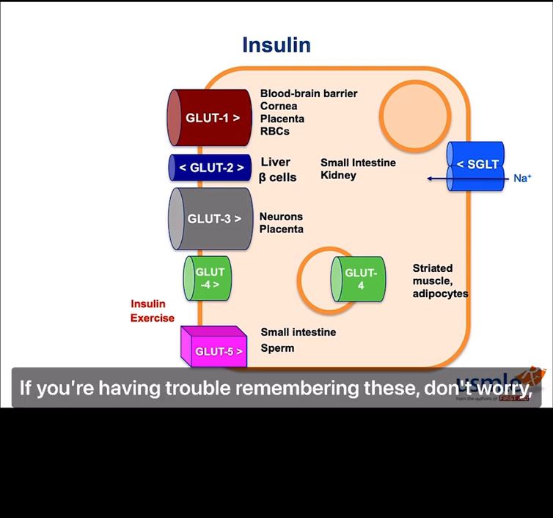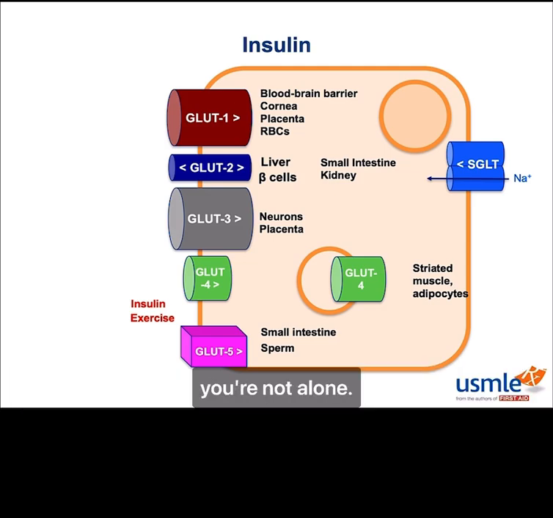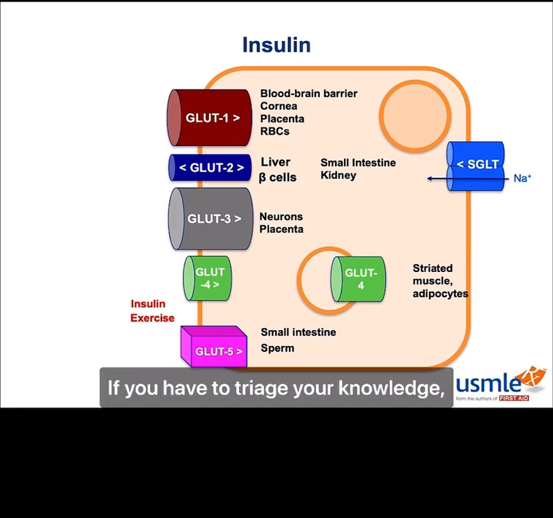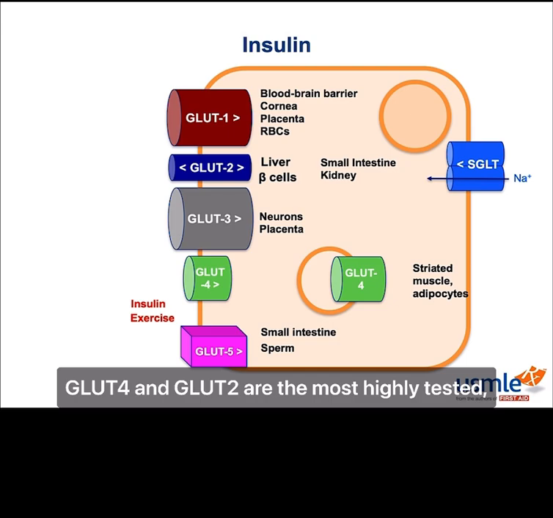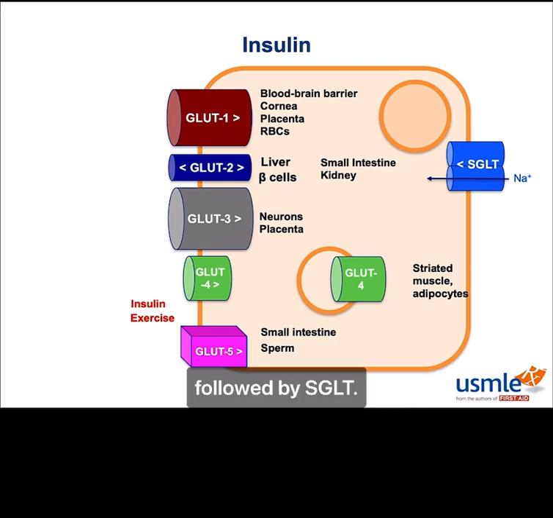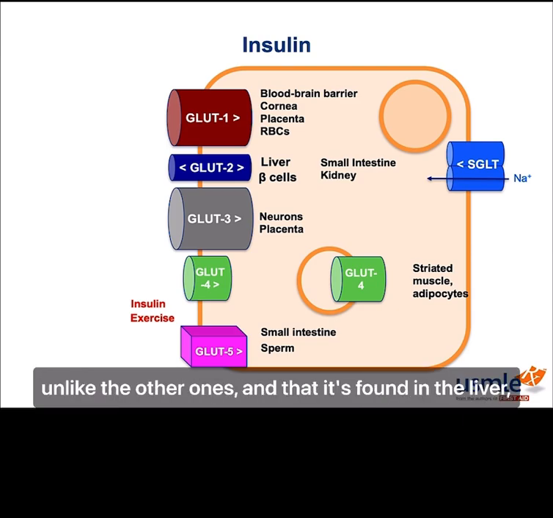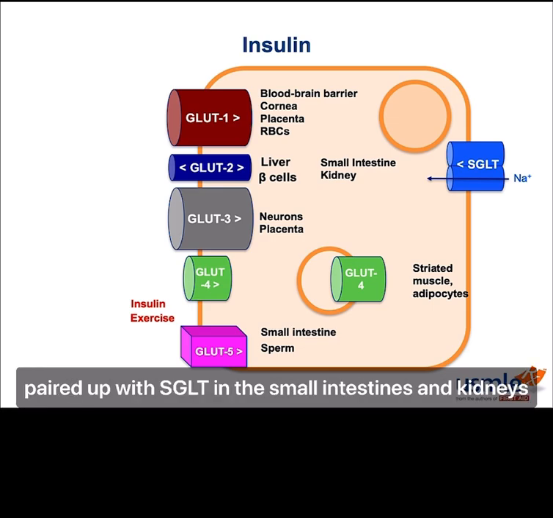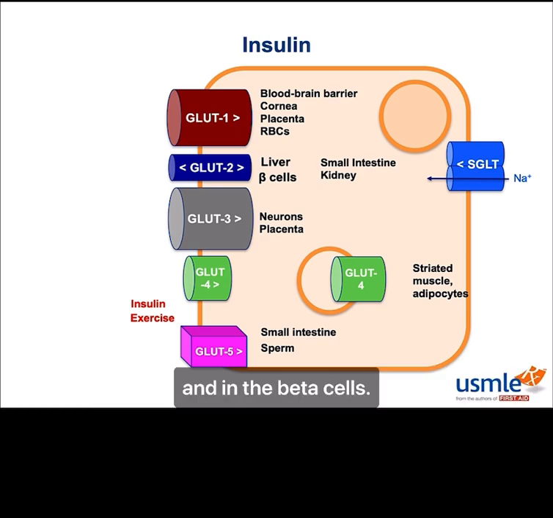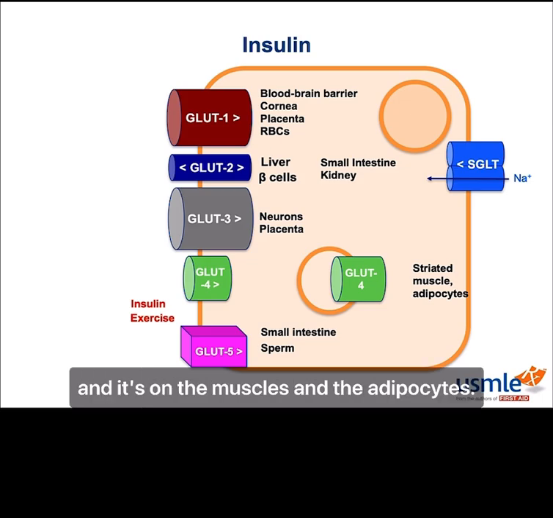If you're having trouble remembering these, don't worry, you're not alone. If you have to triage your knowledge, GLUT4 and GLUT2 are the most highly tested, followed by SGLT. Remember that GLUT2 is a two-way street, unlike the other ones, and that it's found in the liver, paired up with SGLT in the small intestines and kidneys and in the beta cells. GLUT4 is insulin dependent, and it's on the muscles and the adipocytes.